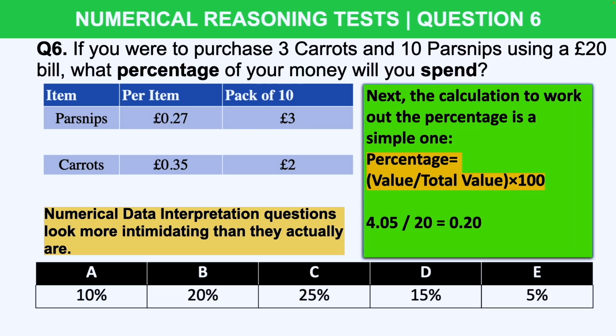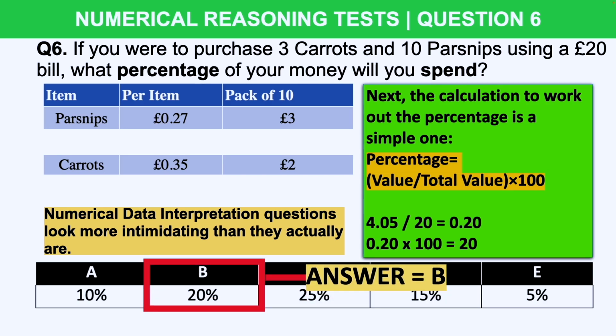0.20 or 0.2. So we take that 0.2 and we multiply it by 100, again because it's out of 100. A percentage is always out of 100. So 0.2 multiplied by 100 gives us 20. So the correct answer is B, 20%.